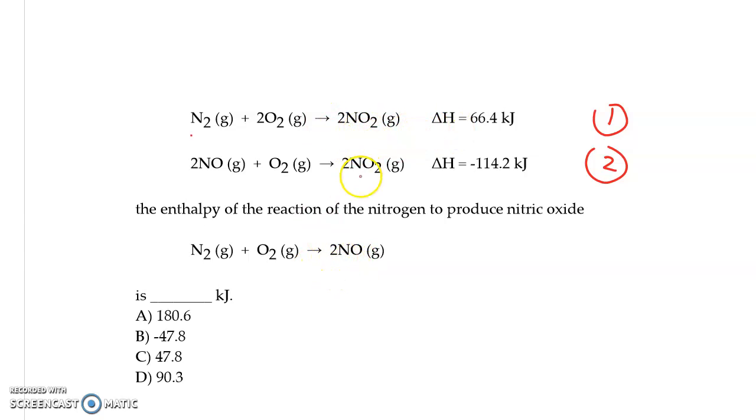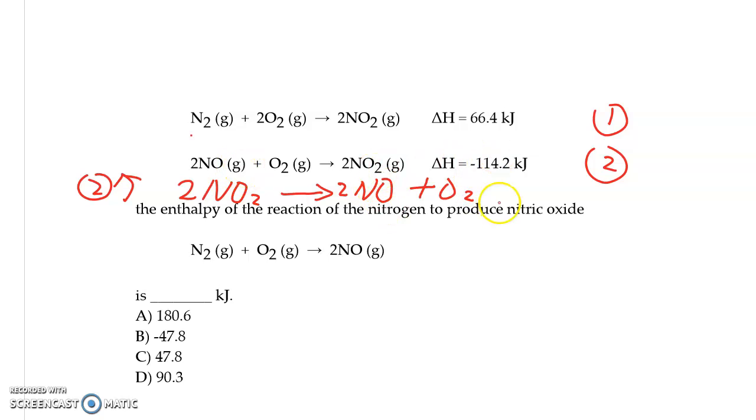Before anything, can I just add up equation 1 and 2? If I add this up, can I get this one? I don't think so, because the NO, where's the NO? NO is over here. So very likely, we may have to flip equation 2. So let's do that. So let's flip equation 2 and see what we get. When we flip equation 2, on the left side I have 2NO2 gas. On the right side I will have 2NO gas plus oxygen gas.